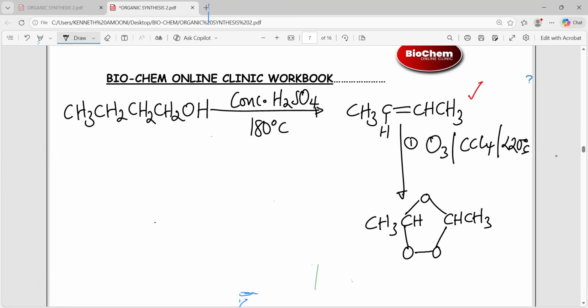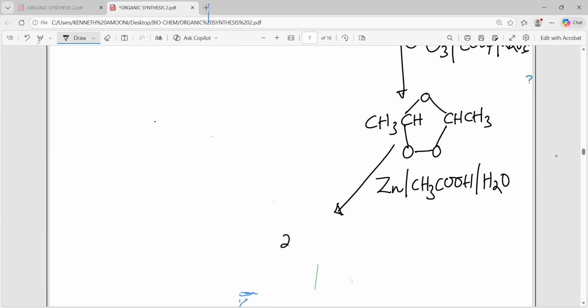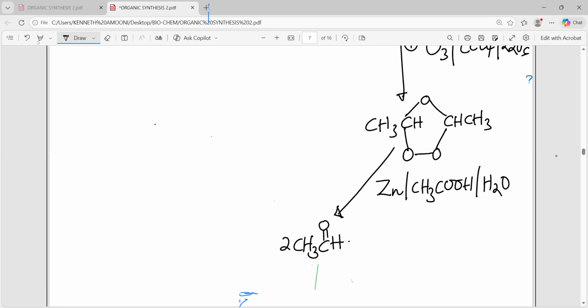It's going to be an ozonide. Then we are going to hydrolyze this ozonide. For the second part, we hydrolyze it using zinc in the presence of ethanoic acid, and then we shall also have water. So at the end of the day, you're going to form an aldehyde, CH3CHO.